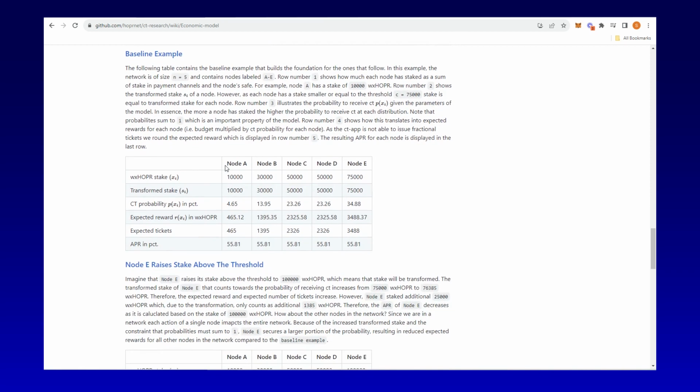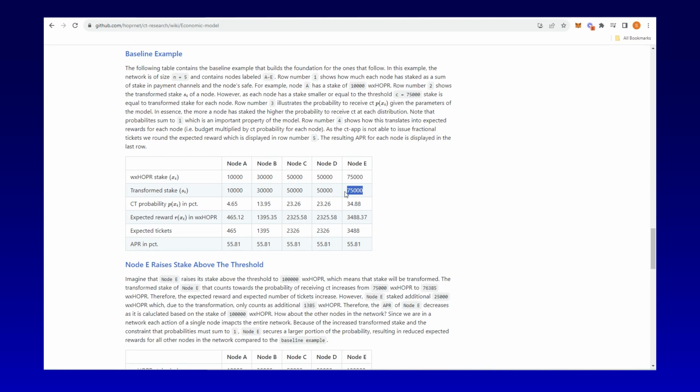Let's start with this first example where there are 5 nodes in the network, and all of them have staked within the 2 thresholds. They've all staked more than 10,000 and less than 75,000. So what happens? All of the transform stake is equal to A multiplied by their actual stake. A is set to 1. So the transform stake is directly equal to the amount they've staked on the network.